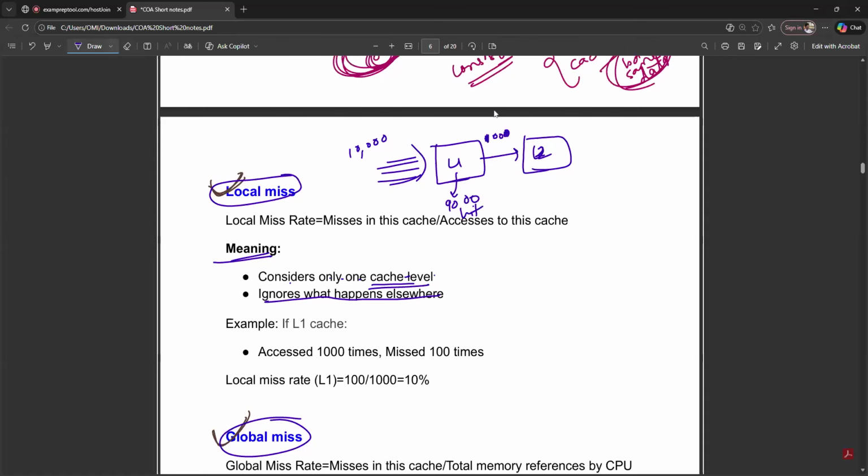9,000 hit and 1,000 miss. Okay, 1,000 miss. And here for the L2 it is 50 misses and 950 hits. Right, 950 hits.